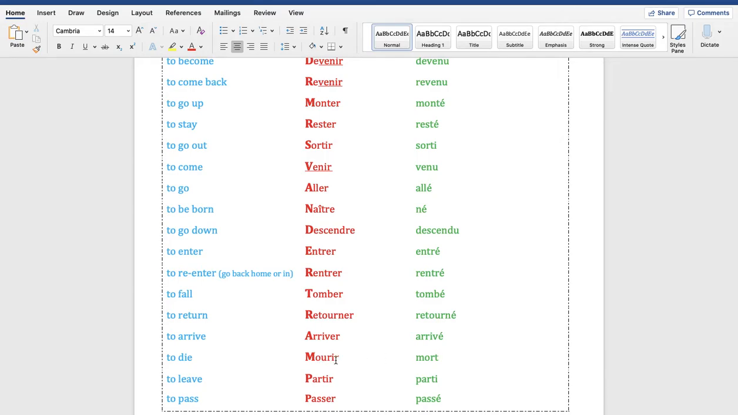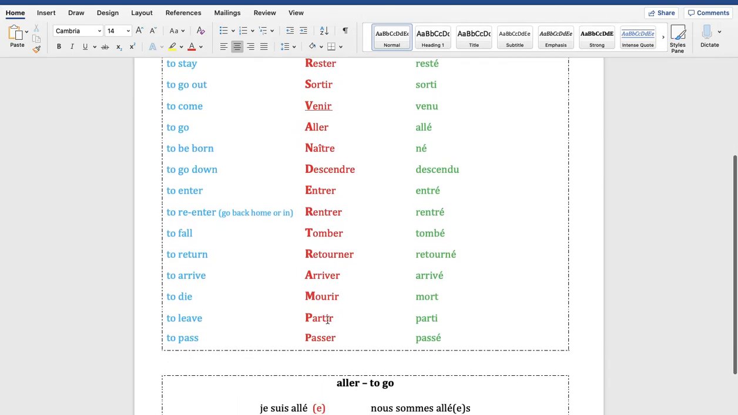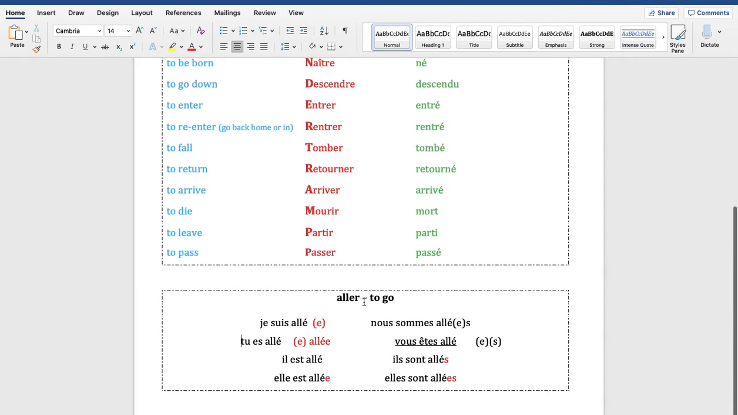Mort. It has an IR ending, but it is not a regular IR verb. Partir is instead an IR verb, so parti. And passé is passé. Here at the bottom, I have conjugated one verb, aller, and this is where the être verbs are very different from the avoir verbs.